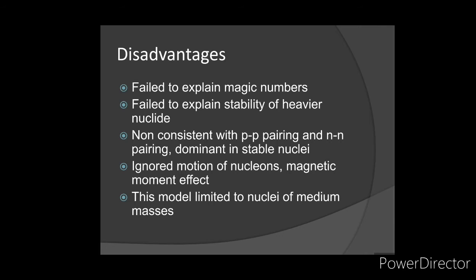The application of the model is limited to nuclei with medium masses. In light nuclei, where the atomic mass number is less than 20, most nucleons are on the surface, whereas in heavy nuclei with atomic mass number greater than 150, the Coulombic effect cannot be ignored.